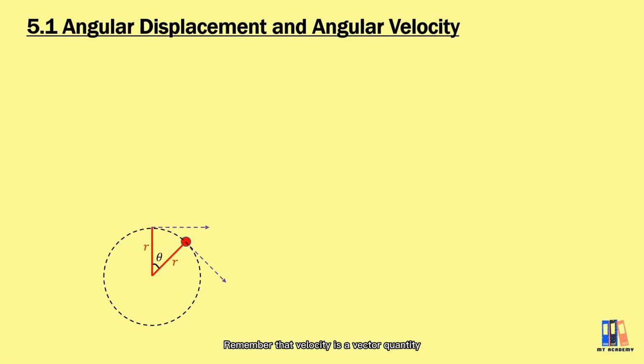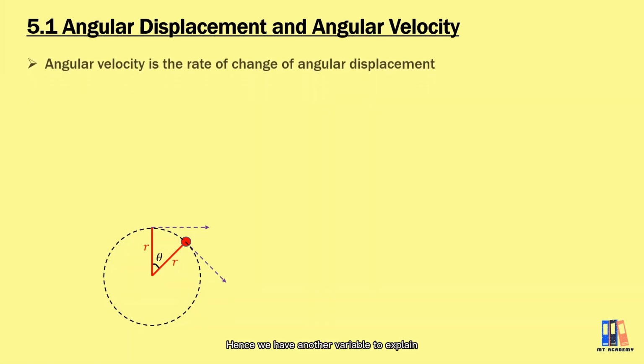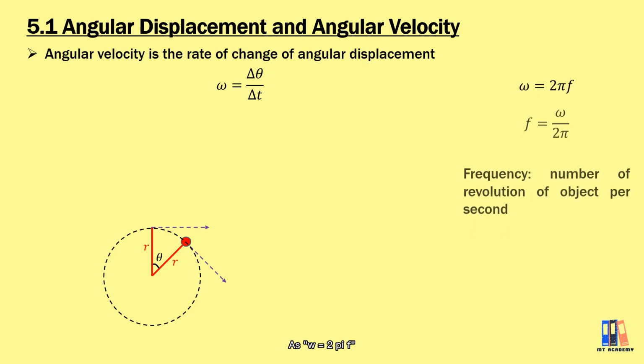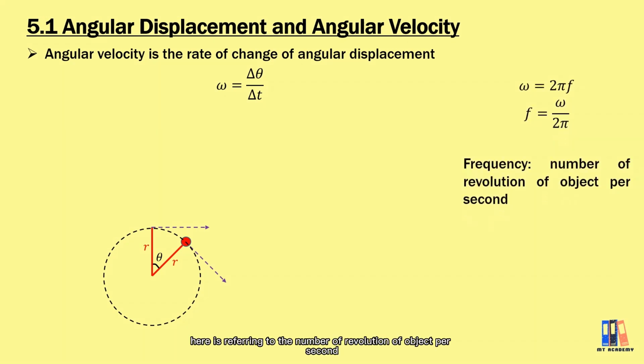Remember that velocity is a vector quantity. For uniform circular motion, although the magnitude of velocity is constant, the direction is changing. Hence, we have another variable to explain the change in direction, which is called angular velocity, defined as the rate of change of angular displacement. It has the same symbol as the angular frequency, omega, as it can also be described as the rate of rotation of the object. As omega is equal to 2 pi f, the frequency here refers to the number of revolutions of the object per second.